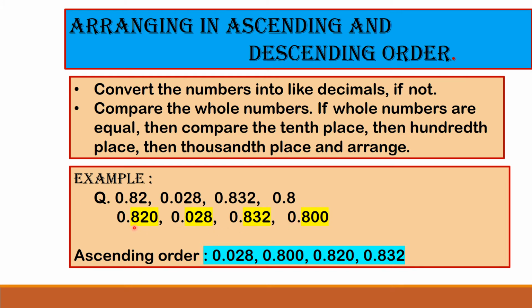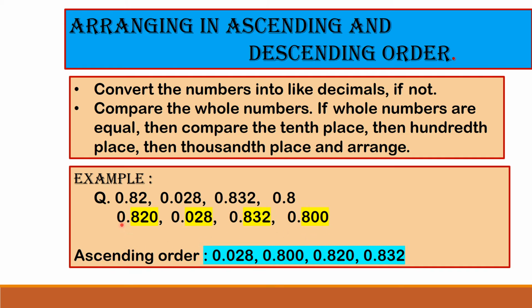Now you can see the tenths place is all the same. You cannot compare. Now go to the hundredths place. Here it is 2, here it is 3 and here it is 0. So this is the next number. So you write 0.800. You can just underline it.